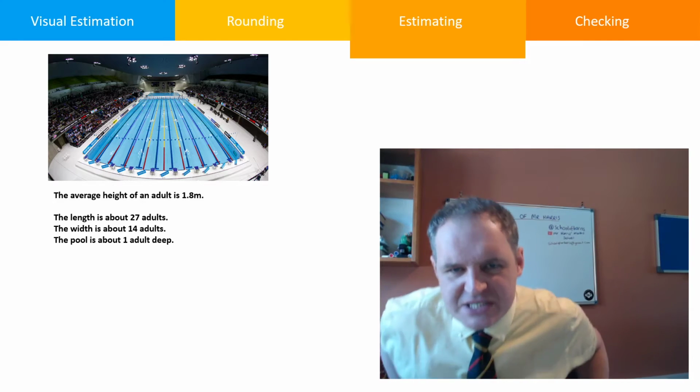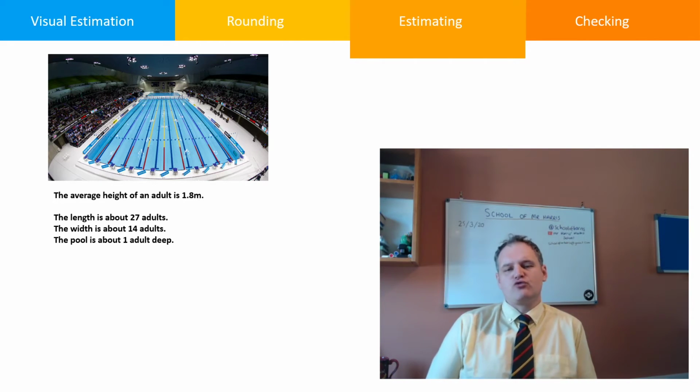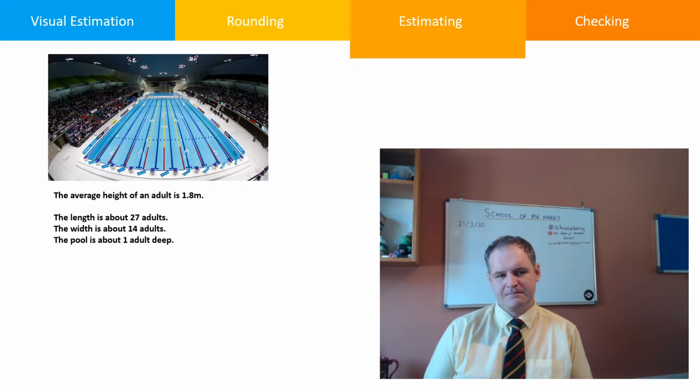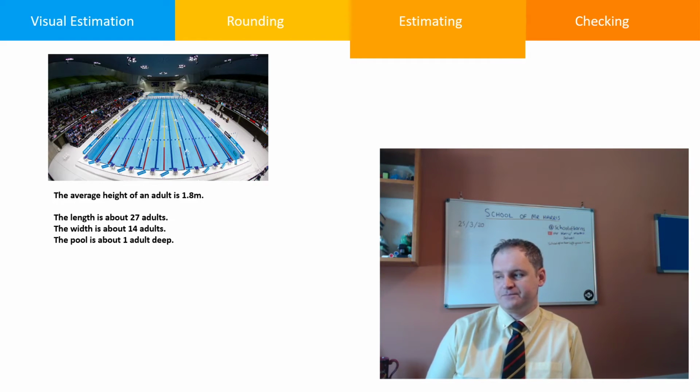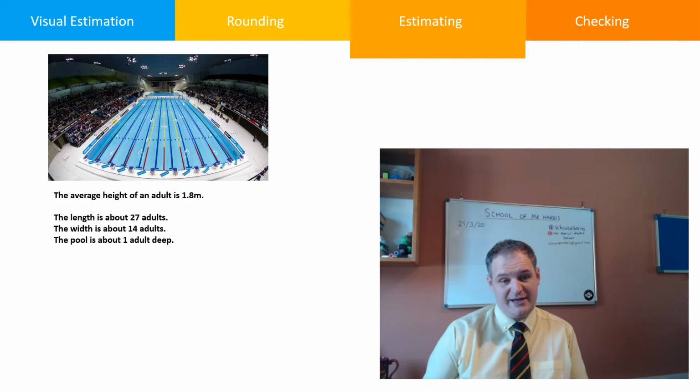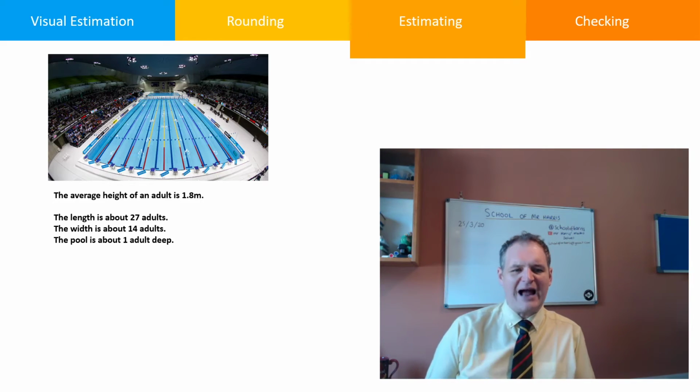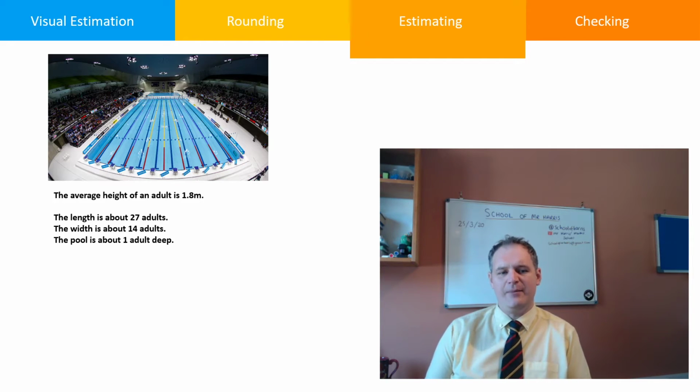But one of the main reasons for estimating is for real life examples. We have some information. This is an Olympic-sized swimming pool. That swimming pool is something that we want to know how much water we need in it. And we've got some information. The average height of an adult is 1.8 metres.